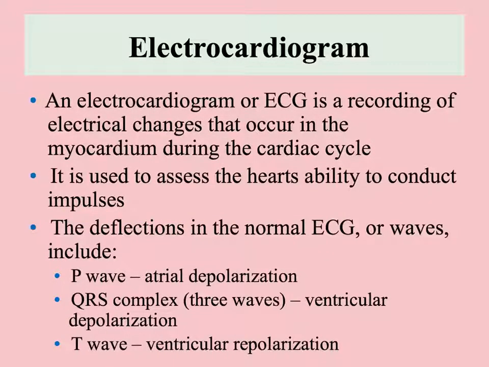An electrocardiogram, or an ECG, or if you use the Greek, it's EKG. So the EKG and ECG are exactly the same thing, electrocardiogram. And it's a recording of electrical changes that occur in the myocardium, the heart muscle, during the cardiac cycle. And so if we're looking at changes in electricity, we're looking at impulses moving through the heart muscle. And so we're looking at, is it being conducted from the SA node to the AV node down through the heart? Is that all working normally?